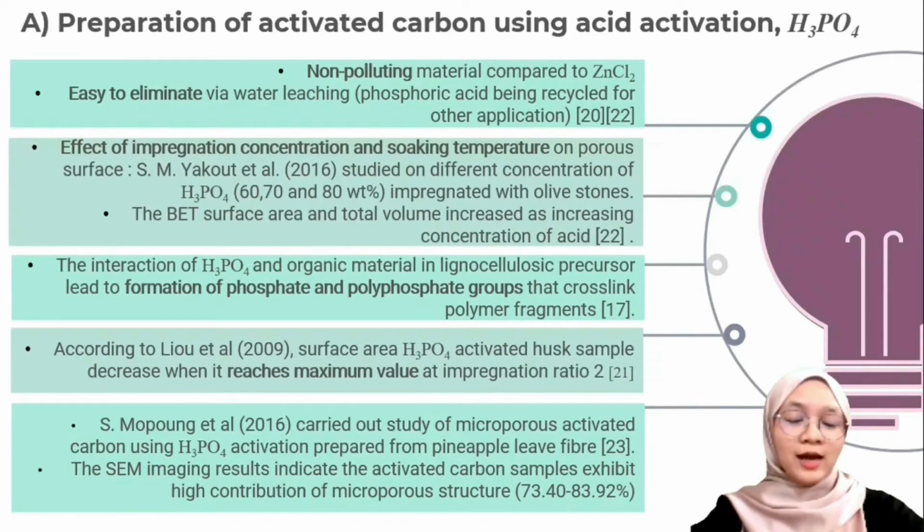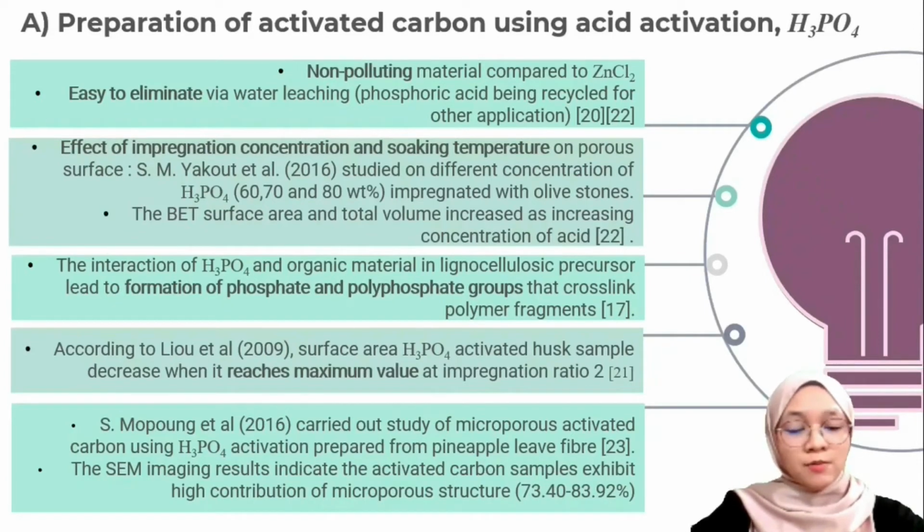According to Low et al., surface area of phosphoric acid activated husk sample decreased after reaching maximum value at impregnation ratio of 2, showing its sensitivity towards impregnation ratio. Phosphate and polyphosphate incorporate in carbon matrix through C-O-P bonds. This signifies that the phosphorus compound blocks some part of activated carbon pores, which are not easily removed by washing. Therefore, too much phosphoric acid added will lead to decrease in surface area.